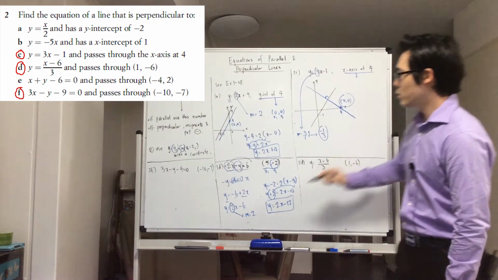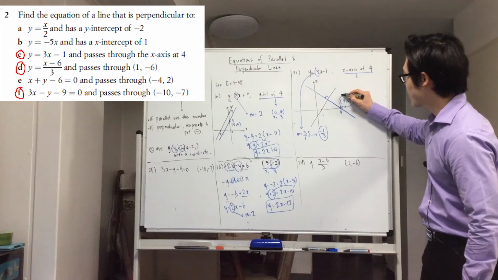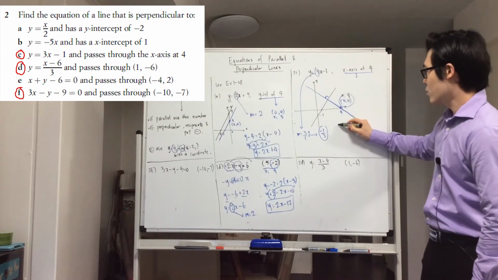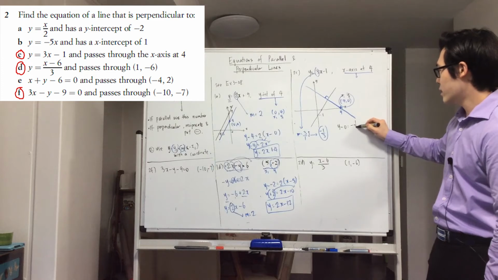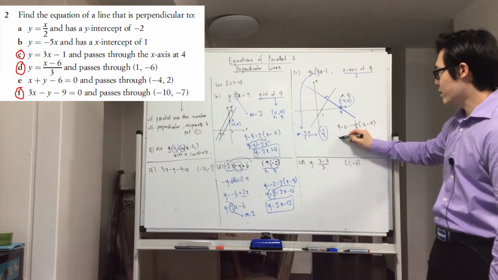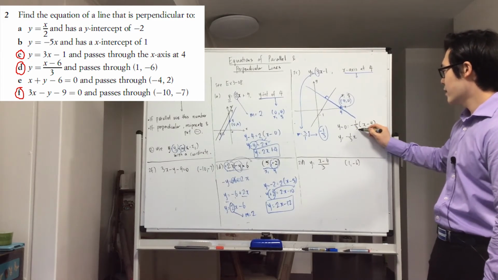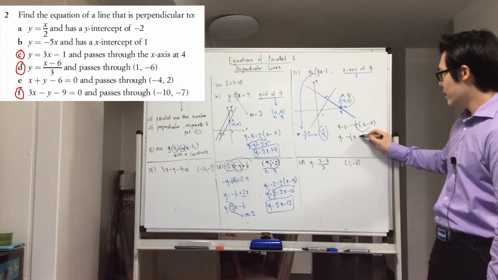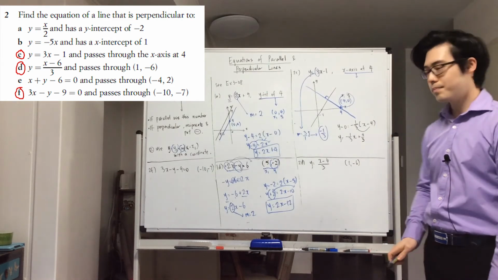So we've got those two. Let's plug it in there. So this is x1, y1. So y minus 0 equals the gradient, minus 1 over 3, bracket x minus 4. So we now got y equals, that's nothing, minus 1 over 3x, and minus 1 over 3 times that is plus 4 over 3. So you could leave your answer like this.